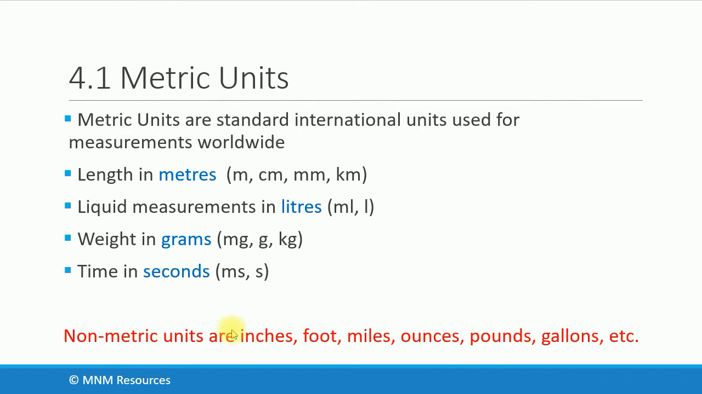All other types of measurements are non-metric units. For example, you might have heard of measurements in inches, foot, miles, ounces, pounds, and gallons. These are all non-metric units. However, these units are still used in the United States of America. But they are not metric units. Remember, metric units are always meters, liters, grams, and seconds.